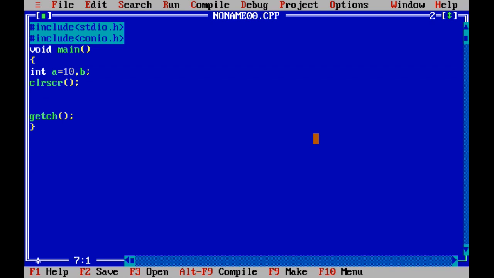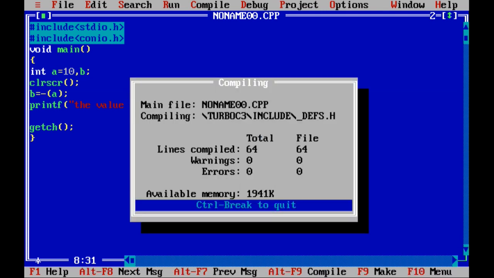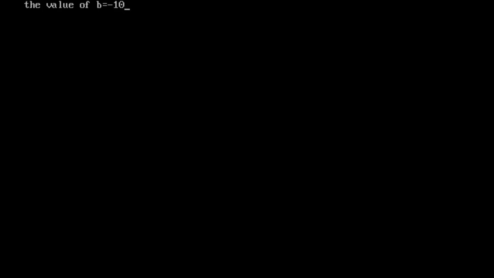Now my question is, I'm storing the value of A in B. So you tell me, what value is stored in B now? Minus 10. In A, 10 is already there, and the minus sign changes the sign of the value of A and stores it into B. So if you print it, you write printf the value of B is equal to %d comma B, and compile the program with alt F9 and execute it with control F9. You'll get the answer, the value of B is equal to minus 10. That is the beauty of this.